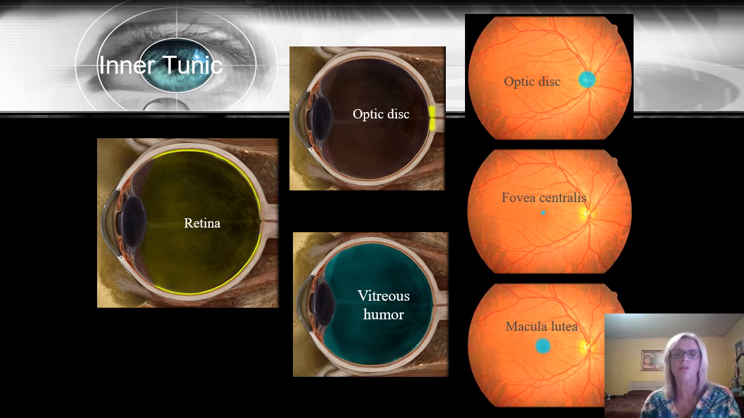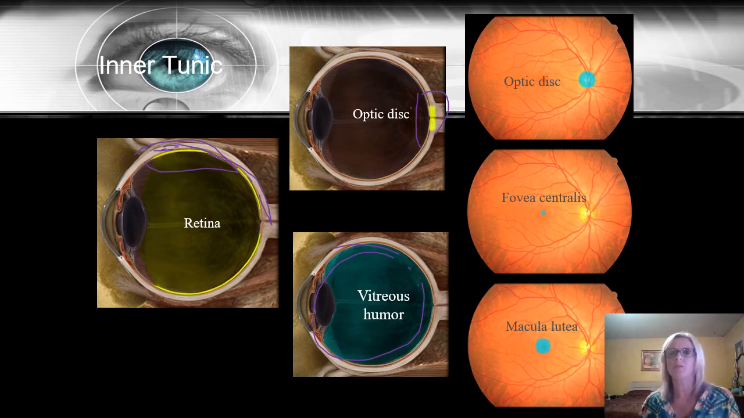And so you can see the retina here in this first picture is highlighted in yellow. It would be very easy to mistake perhaps if the sclera was highlighted, so pay close attention to that. And then here is the optic disc. Vitreous humor here is colored in blue. And you can choose in APR whatever color you want to highlight with to help you learn these things.